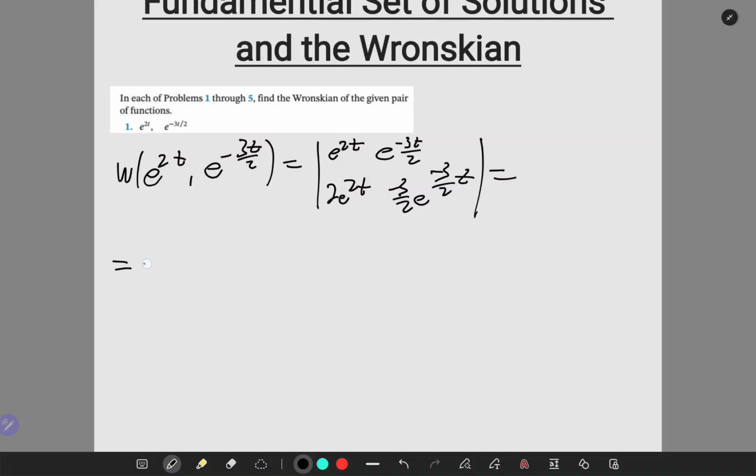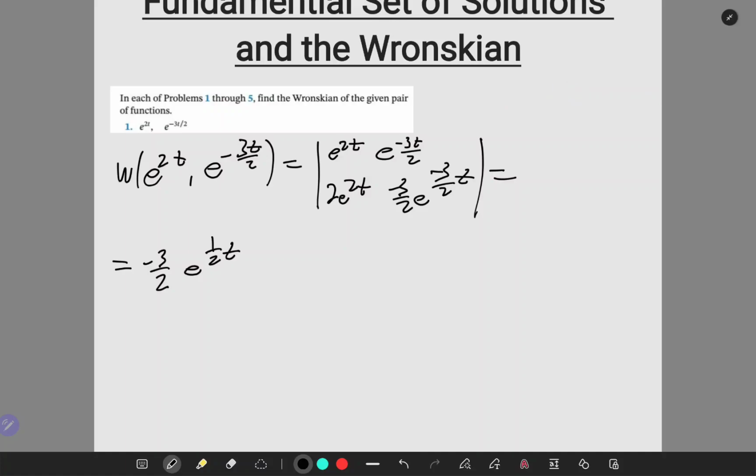So that would be negative 3 over 2. What's 2 minus 3 over 2? Well, if we're going to subtract it, that would be 4 over 2 minus 3 over 2, which is 1/2. So that's e to the 1/2 t.